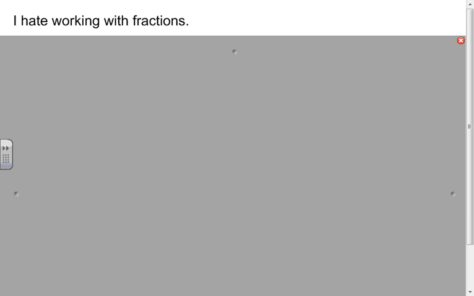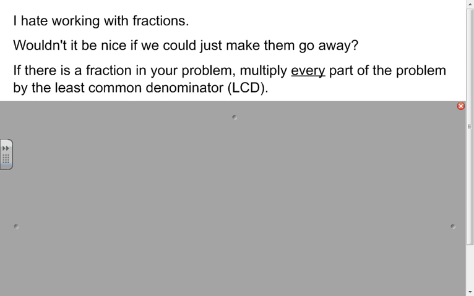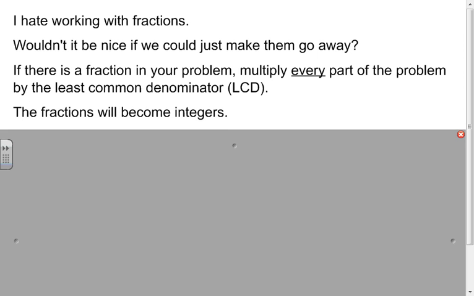I'm just like you. I don't like working with fractions. Okay? Wouldn't it be nice if we could just make them go away? There is a way that in these problems we can get rid of our fractions so we don't have to deal with them for as long. If there is a fraction in your problem, you need to multiply every part of the problem by the least common denominator, the LCD. Multiply every single part of your problem, both sides of the equal signs. Okay? If you do that correctly, all of the fractions will become integers. The fractions will be gone, and you'll just have things like whole numbers left. Here's an example of how to do that.